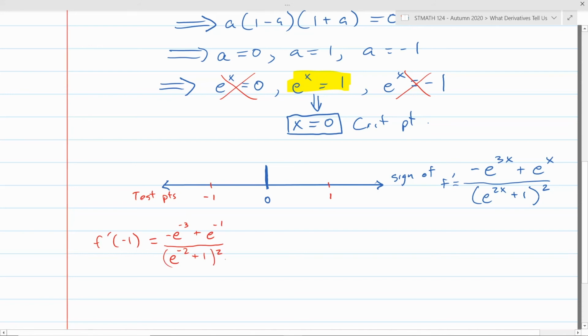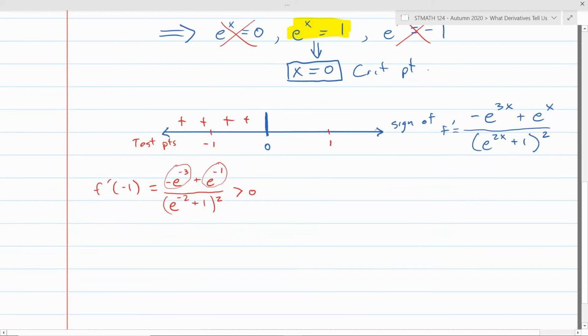Well, I know that the denominator is positive, and I can tell that the numerator is positive also because e to the negative 1 is greater than e to the negative 3. So the negative term is less in magnitude than the positive term. So this is going to be positive. And then if I look at f prime of positive 1, I'm going to get negative e to the third plus e to the 1, all over e squared plus 1 quantity squared. This time it's kind of the reverse. The e to the third term is bigger, and it's negative in the numerator. So I can tell the numerator is negative, and the denominator is always positive. So this is less than 0. See, I didn't need to know the exact numerical value. If you wanted to, you could certainly plug those numbers into the calculator, but I was just using a little number sense to see whether it was positive or negative.